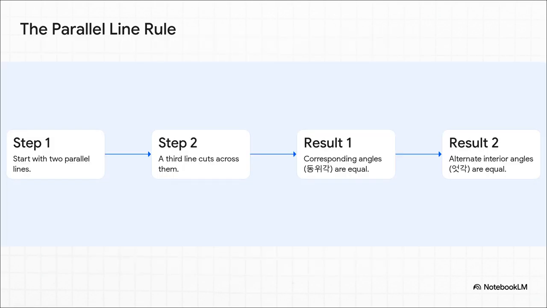And this is where parallelism gets so powerful. When you take a third line and just slice it across two parallel lines, this cascade of predictable patterns just appears. Corresponding angles, or 동위각, are in the same relative position at each crossing. And guess what? They're equal. And alternate interior angles, the 엇각, which are on opposite sides of that cutting line, they're equal too. It's just a perfect, repeating system. So neat.